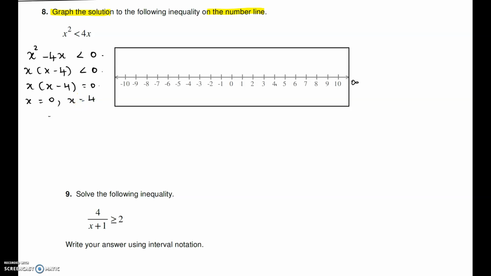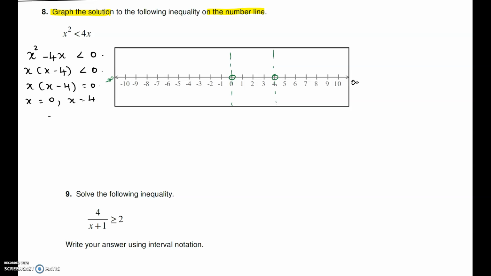equal to 4. We have to plot these points on the number line. So x equal to 0, x equal to 4. Note that I have marked them as holes and not as a solid dot. Here we have a strict inequality. We don't have equal to signs, so they should be holes. We are dividing the number line into 3 intervals, one from negative infinity through 0, then the second one 0 through 4, third one from 4 through infinity.